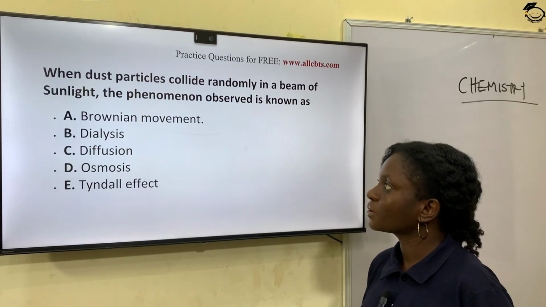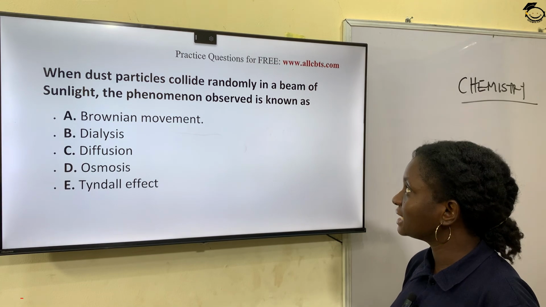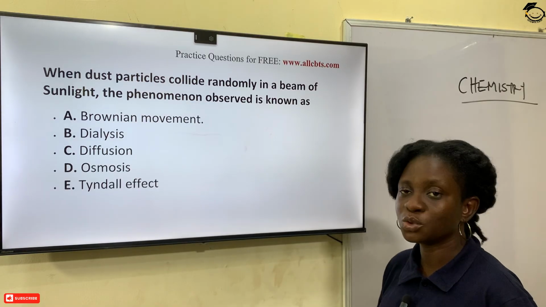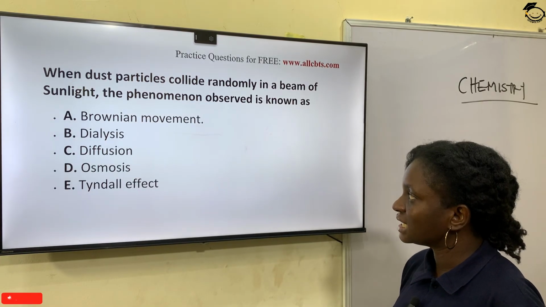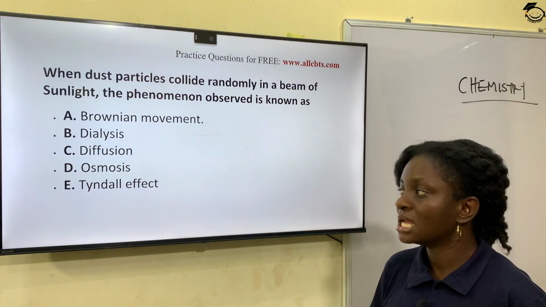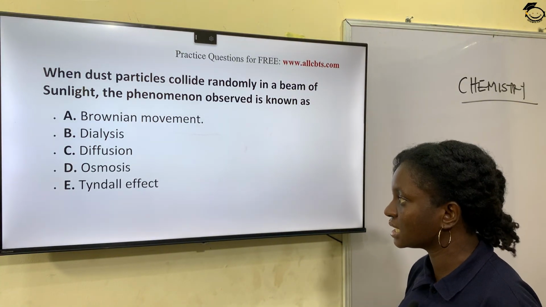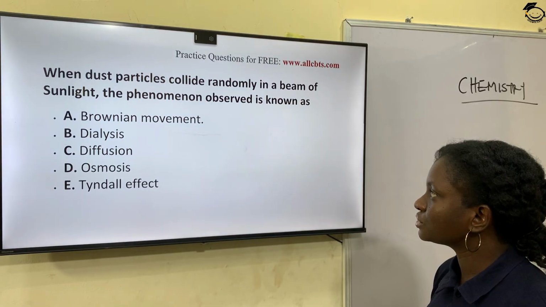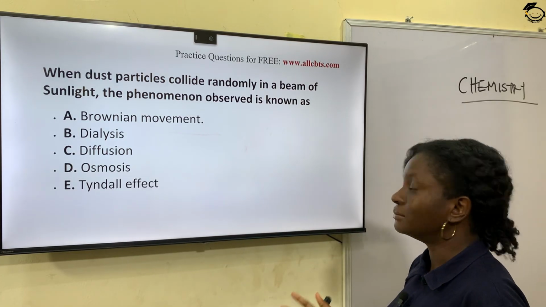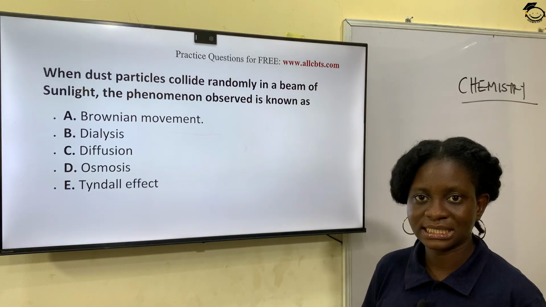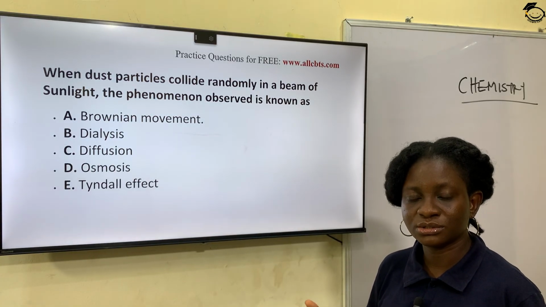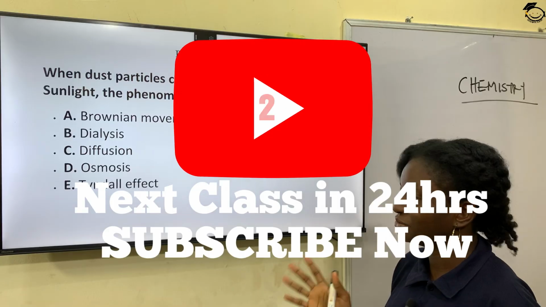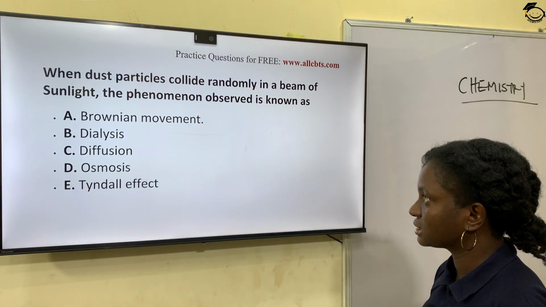Next question. When dust particles collide randomly in a beam of sunlight, the phenomenon observed is known as A, Brownian movement, B, dialysis, C, diffusion, D, osmosis, E, Tyndall effect. In a situation where dust collides randomly in a beam of sunlight, that collision is known as Brownian movement. Option A is the correct answer.